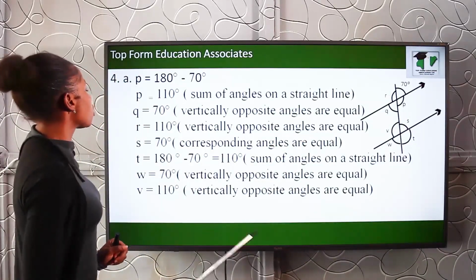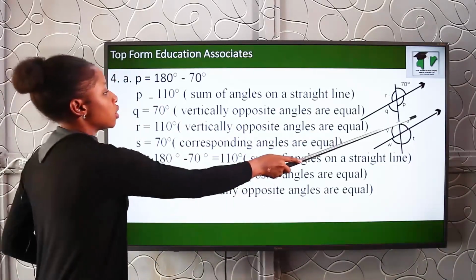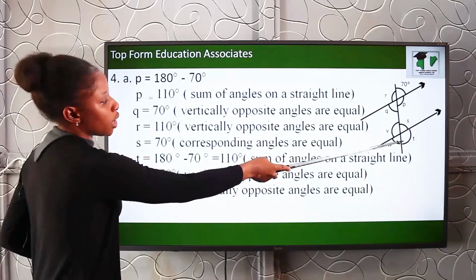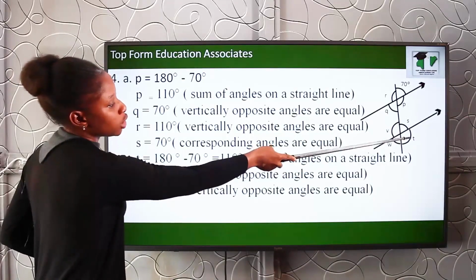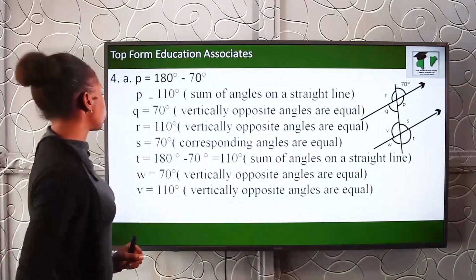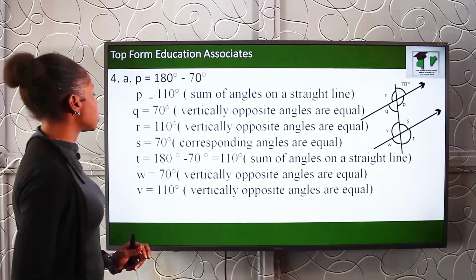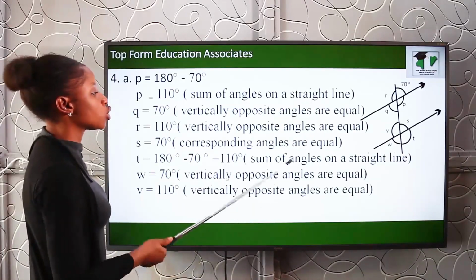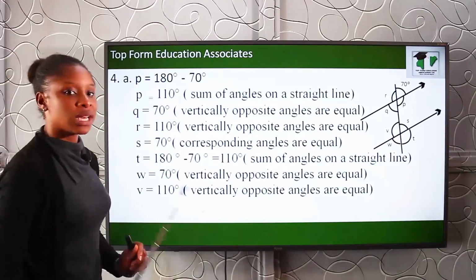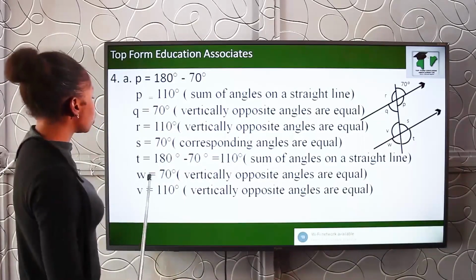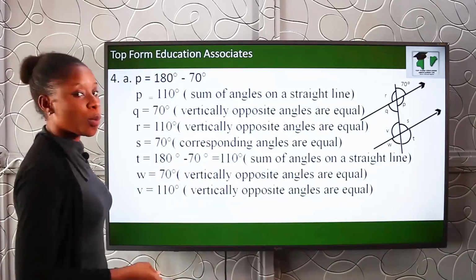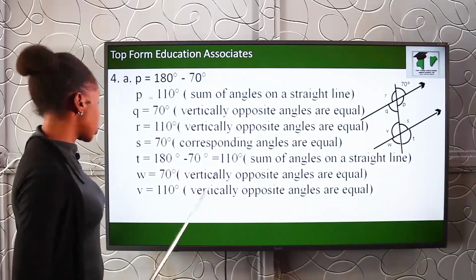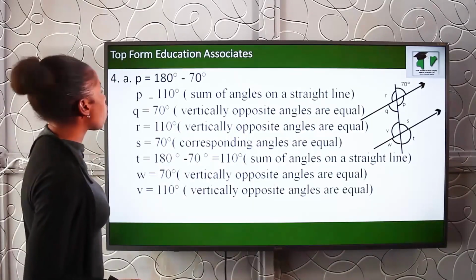Now for T, we've gotten S at 70. We're going to subtract it from 180 because these two angles are on a straight line. So 180 minus 70 will give us 110 as our answer because the sum of angles on a straight line is 180 degrees. Now W is equal to 70 because vertically opposite angles are equal, and V is also equal to 110 because vertically opposite angles are equal.